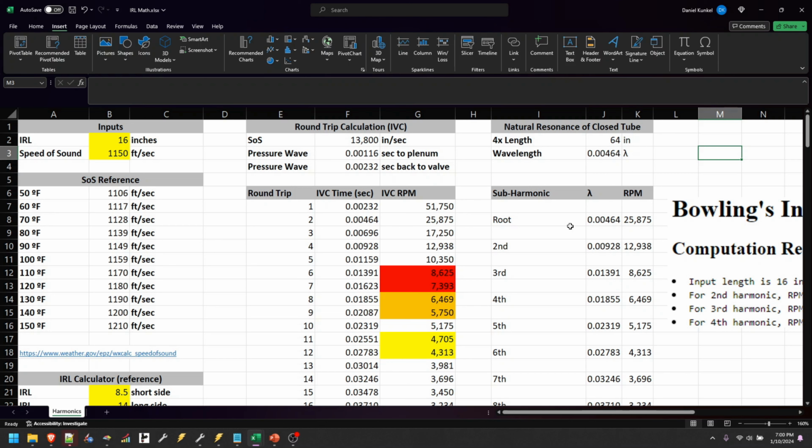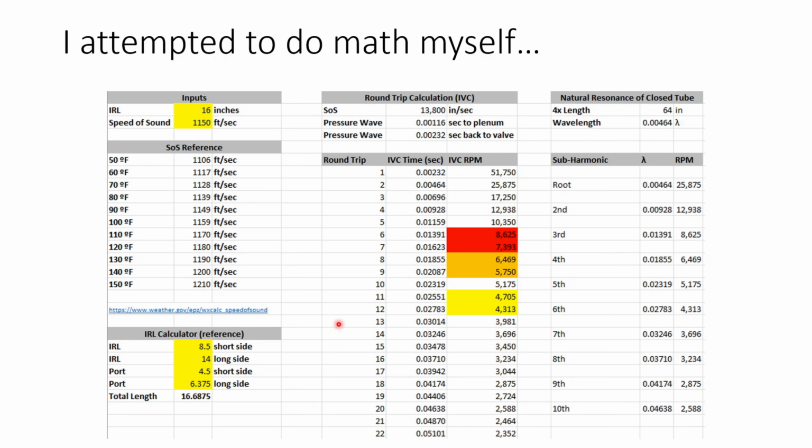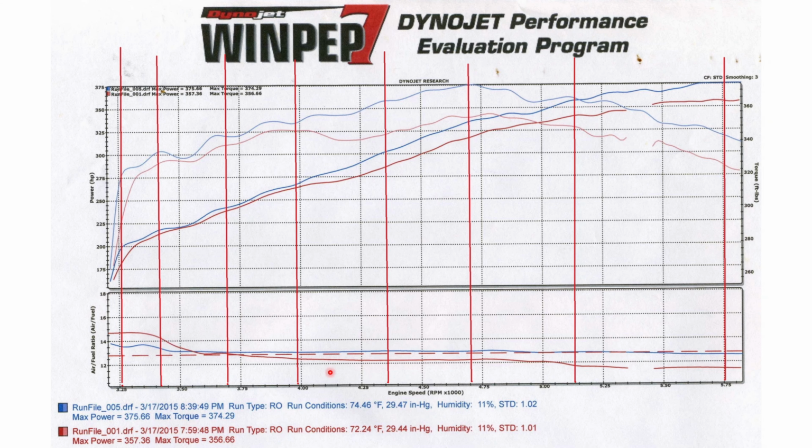I thought it was a waste of time, but then I realized I have my very first dyno sheet that I ever did, and this data looks awfully suspicious, like maybe there is a correlation. Let's take a look. All right, so you can see all of these bounce backs. All I did was draw this vertical red line in here. I know it's not the fanciest looking thing.